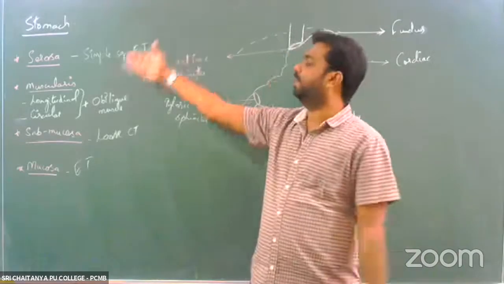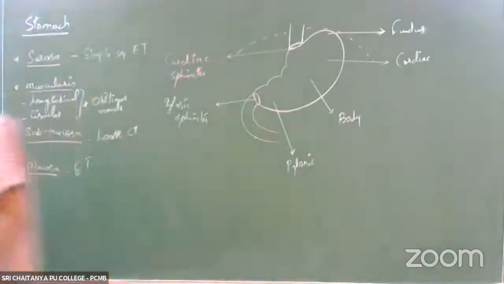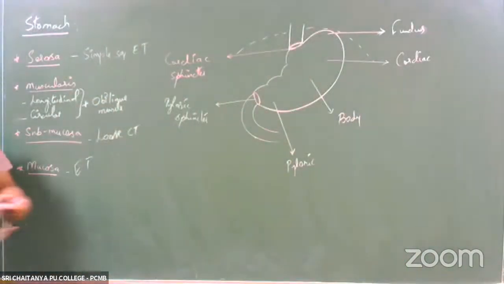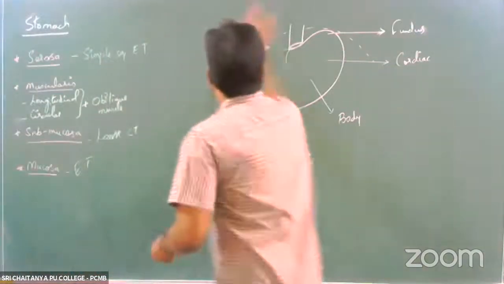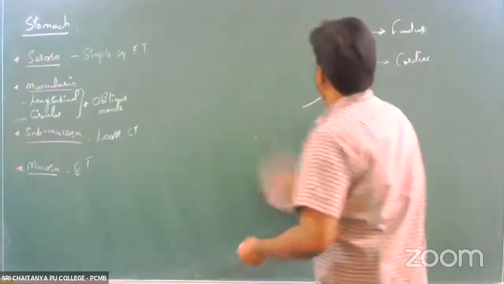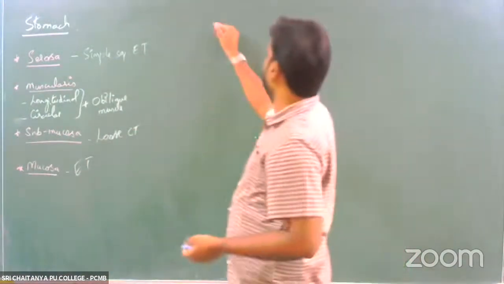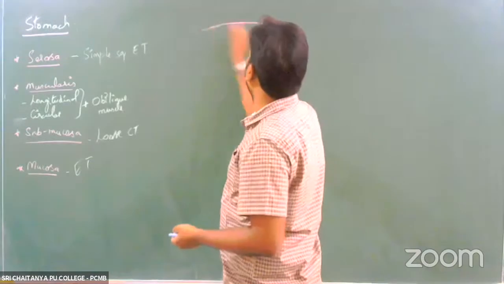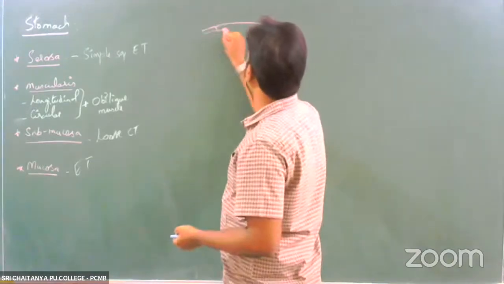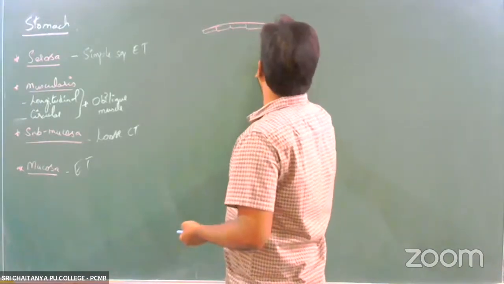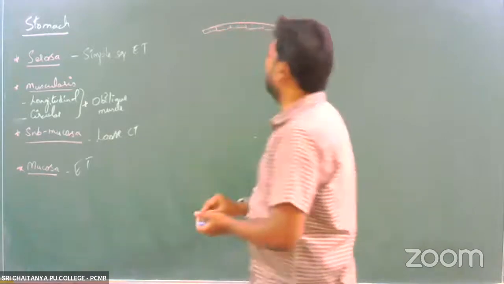So let us quickly take up all of these four layers, and we'll talk about the gastric glands also. Now, these gastric glands are the ones which are responsible for the secretion of the gastric juices. Now quickly, let us put everything together. The outermost layer is the serosa, which is composed of a thin layer of cells, that is, squamous epithelial tissue.